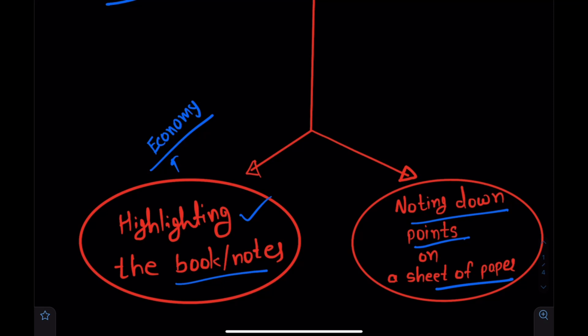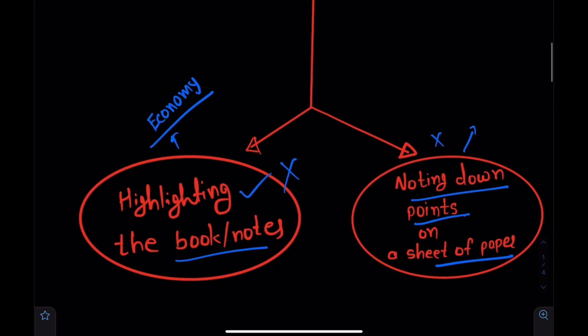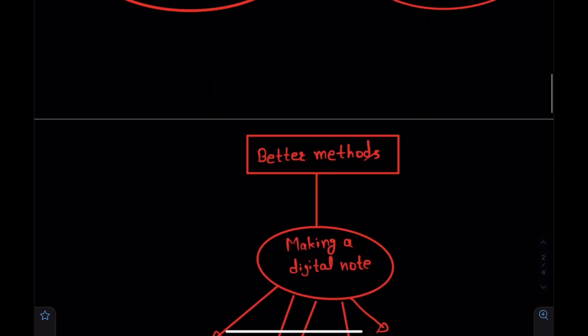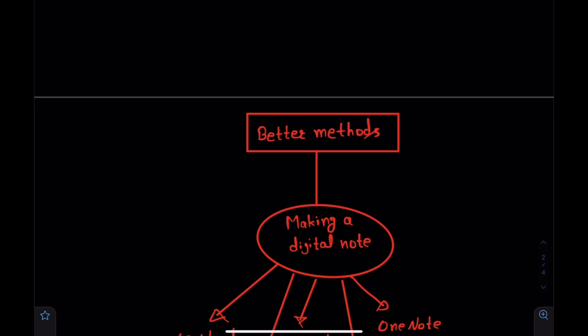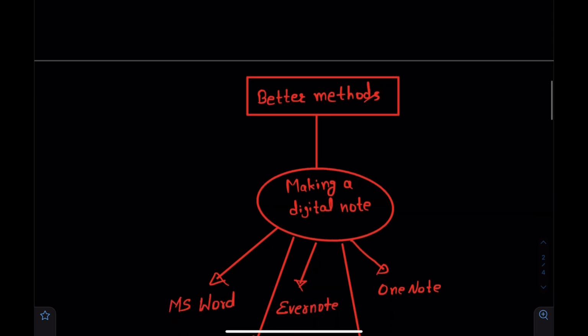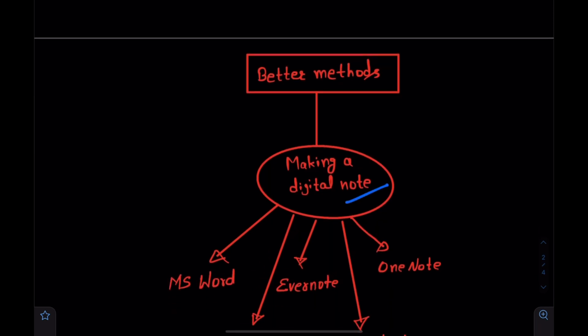Noting down points is a good strategy in the long term, but because now only about 72 or 73 days are left for prelims, this will be very time consuming. So both these strategies actually are not that useful, particularly for last minute revision notes. Let's go further and talk about better methods. The better method will be making a digital note.